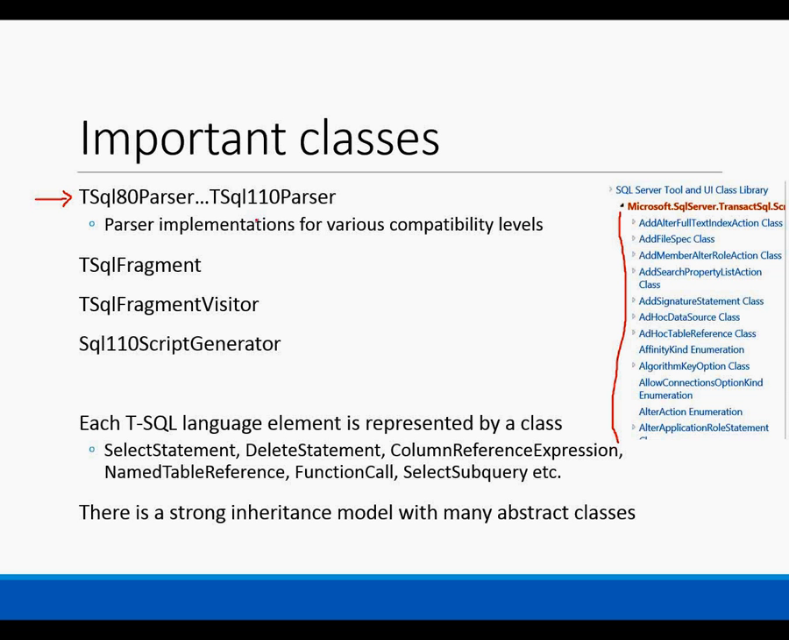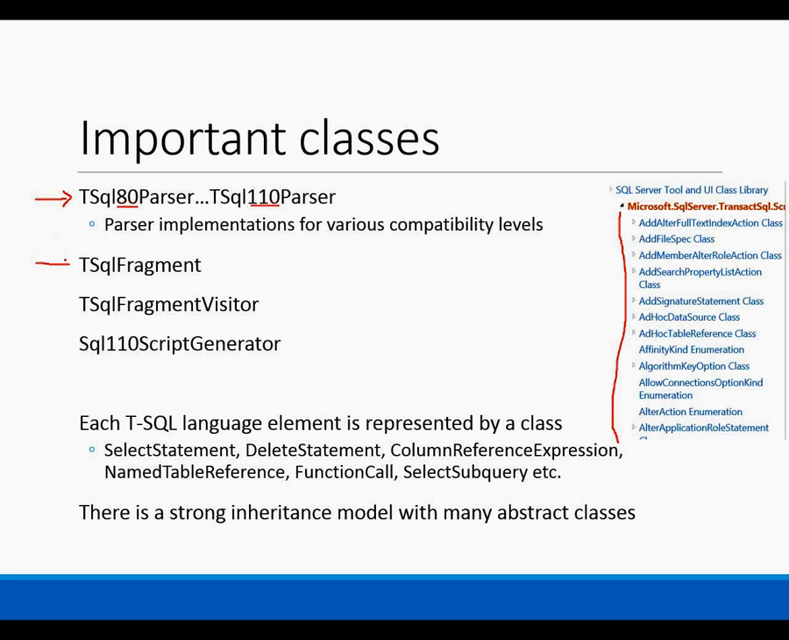You feed it a string or a stream which contains code, and then it spits out what we call a syntax tree for T-SQL. And we'll have a look at the demo which shows you exactly how that looks. Now you'll notice here that there are different versions of the parser, one for each of the compatibility levels, right from SQL 2000, that's compat level 80, all the way to SQL 2012, which is compat level 110.